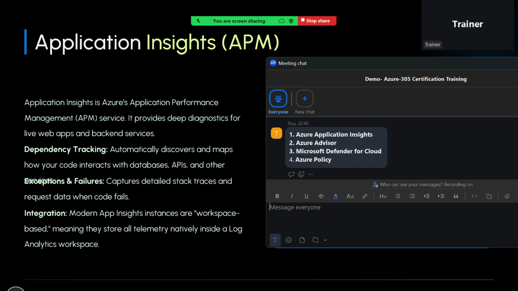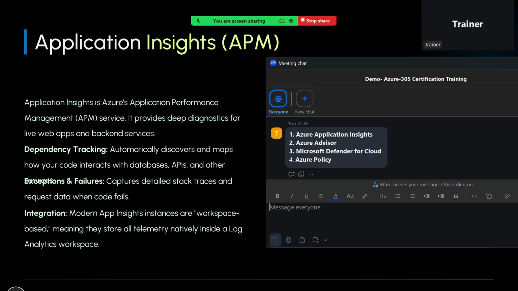VM health comes under the Azure Monitor. Application health comes under the Application Insights. CPU comes under the Azure Monitor, and request durations come under the Application Insights. Memory comes under the Azure Monitor, and API performance comes under the Application Insights. And platform monitoring comes under the Azure Monitor, and in Application Insights, there is application monitoring.